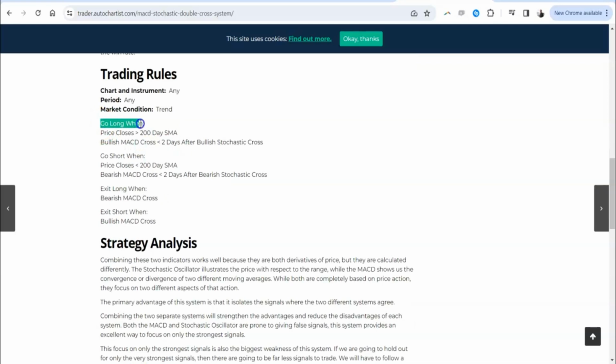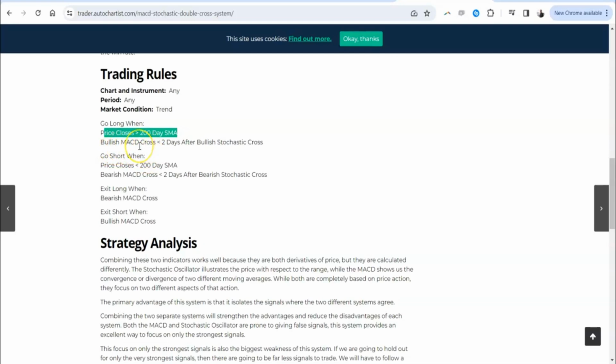We will take a long position when first we have determined that there is a long-term trend existing for the current asset, and we do that by comparing the present close price with the 200-day simple moving average. Once that is taken care of, the second thing to check is whether the bullish MACD crossover has taken place or not.